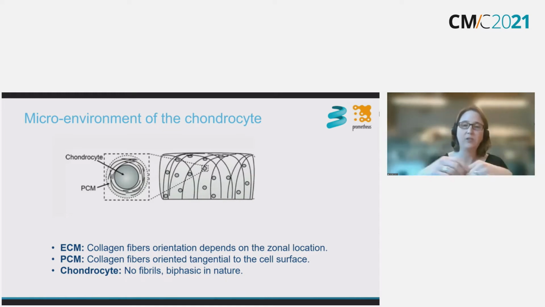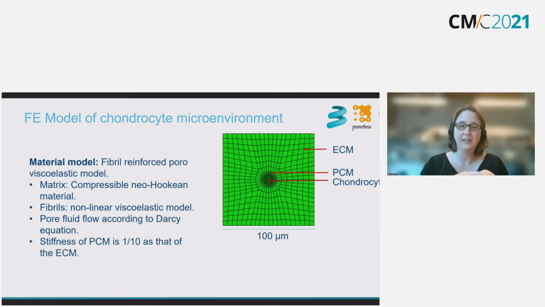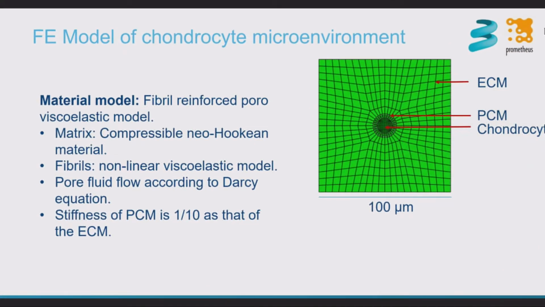And then within the extracellular matrix, you also have a different structure depending on whether the cell is close to the surface or whether the cell is deeper inside the tissue. So also for this distinction between the pericellular matrix and the extracellular matrix, we were able to use mechanical descriptions that have been developed by colleagues and have been published and validated in the literature before.